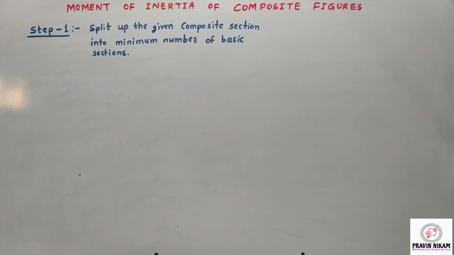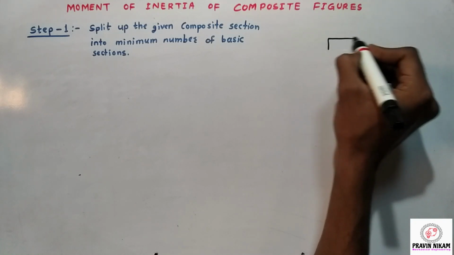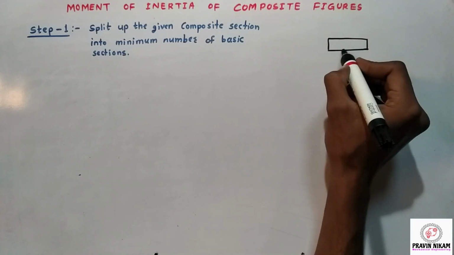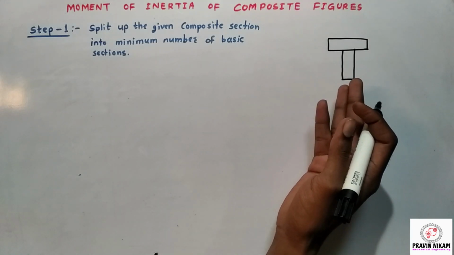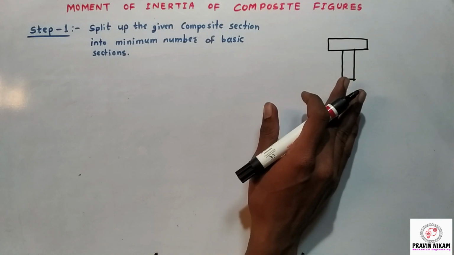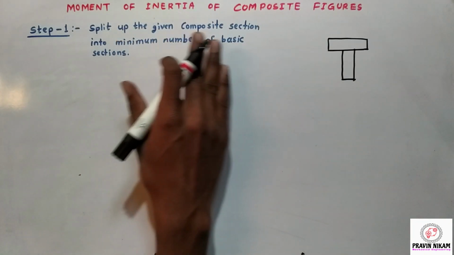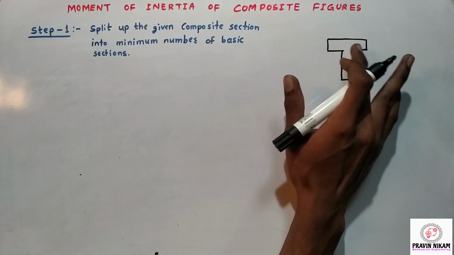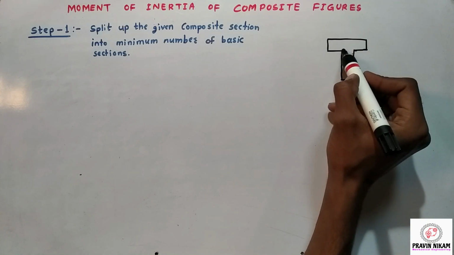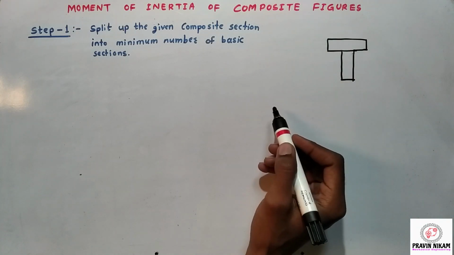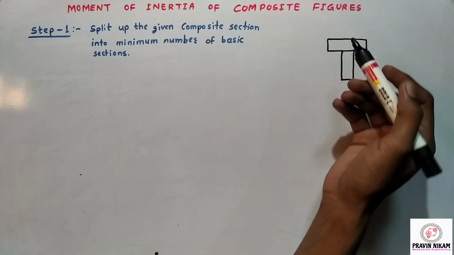So how? Let us see one example. Let us take an example of a T section. This is not a basic section. It is called a composite section because it consists of some basic sections. Now split up the given composite section into a minimum number of basic sections. That means draw one line here. Now this T section is converted into two basic sections.